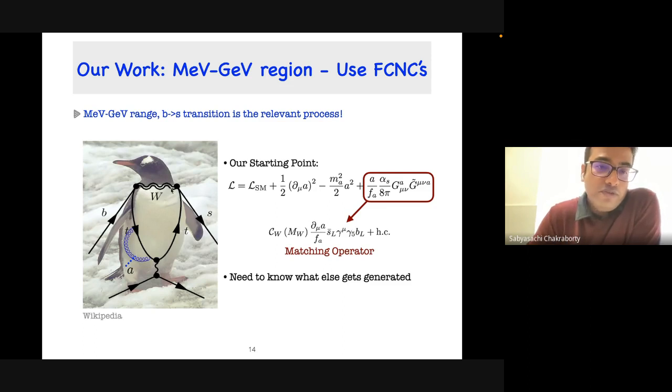One loop would be from the W and the top quark, which changes the flavor, and the second loop is the gluon loop, where the axion is attached. Now the whole methodology is to start with this, and you have to match it with the effective operator. Essentially, one has to calculate the Wilson coefficient because of this matching. But that's not enough. We also need to know what other operators get generated because of operator mixing, and what the effects of the RG equations are as well.